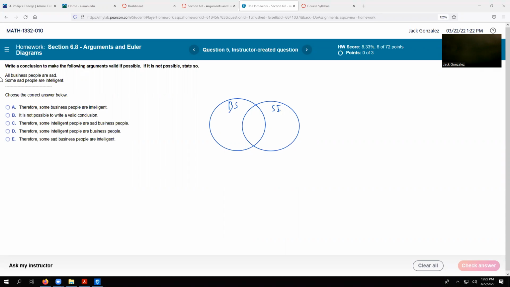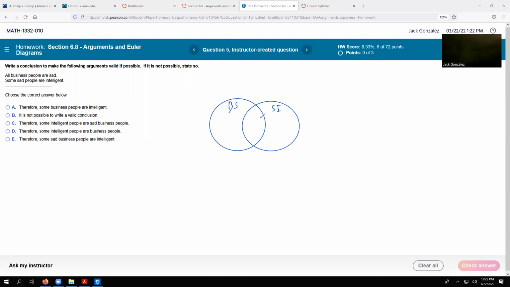All right. All business people are sad. So there's sad business people. Sad or intelligent. Okay. So if you're intelligent, so what would be this middle part? Is there a middle part? Because right now I'm assuming they overlap, but that might not be true. Let's first start with that.